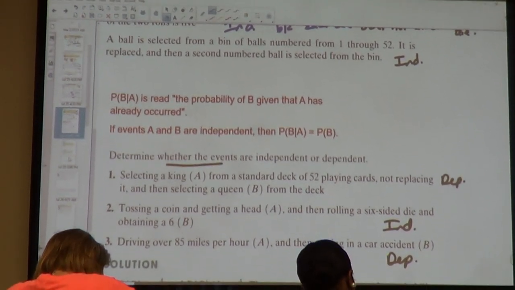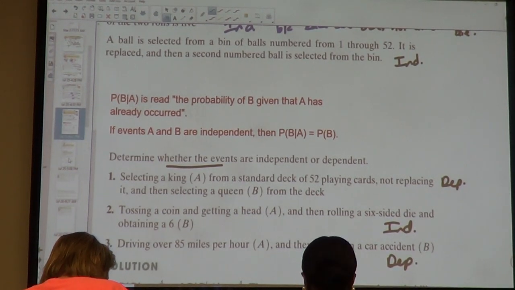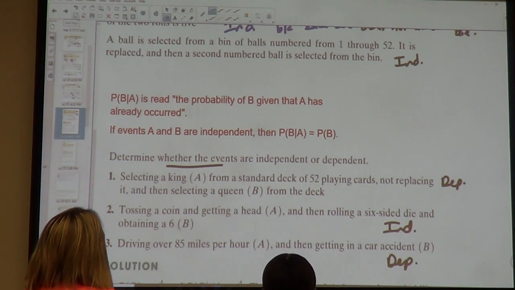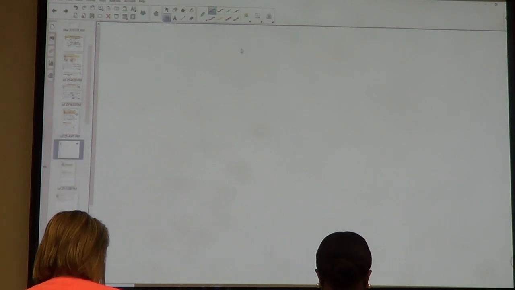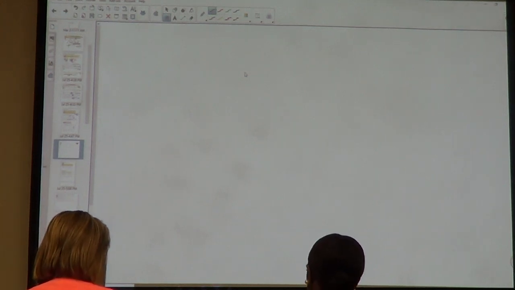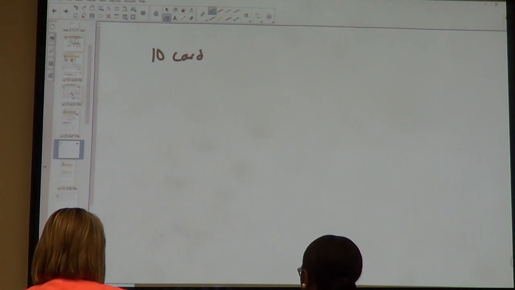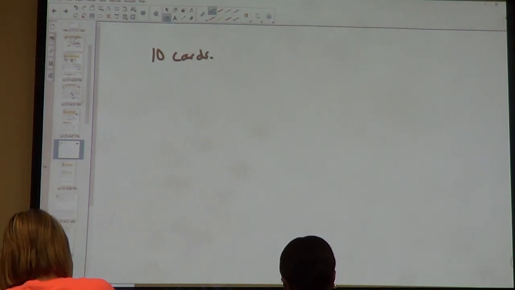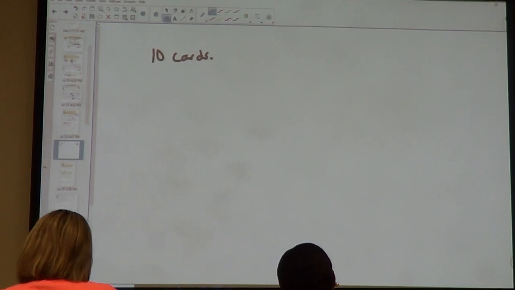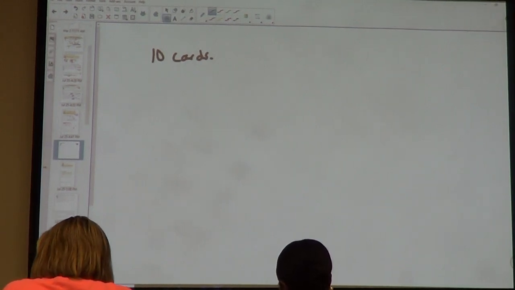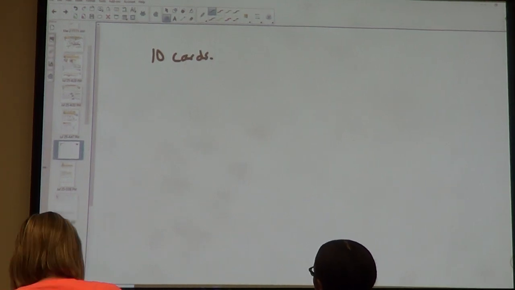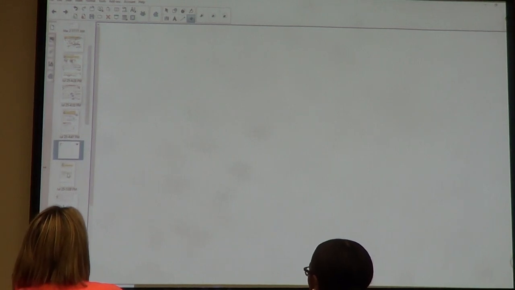All right, now let me do an easy example before I do the ones that are up there because I don't want you to freak out on me. Let's say I have 10 cards. Hold on. Maybe I can do this one without freaking out.